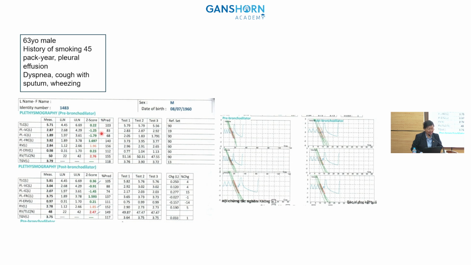For the TLC, we have no restriction. And what does it mean here? The RV was moderate. What do you have here? High RV. It means that there is air trapping. I love the word air trapping because of the hyperinflation, once you have the big TLC. So, air trapping.